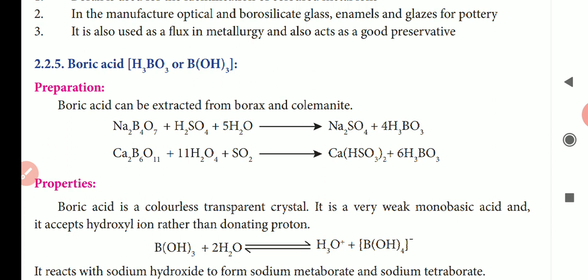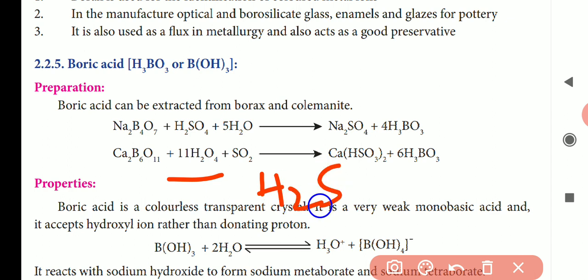It can produce boric acid. Then colemanite is treated with H2SO4 in the presence of sulfur dioxide, and it can produce calcium bisulfate and 6 moles of boric acid. There is a small mistake here: it should be 11 moles of H2SO4.